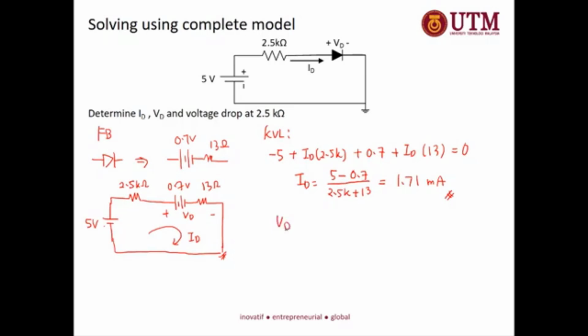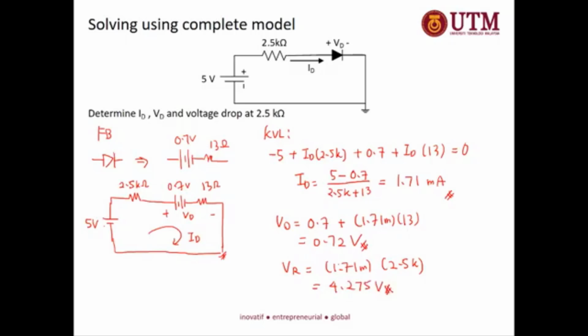So VD is equal to 0.7 plus 1.71 milli times 13. So you get 0.72 volt. So VR is 1.71 milli times 2.5 kilo. So this is equal to 4.275 volt.